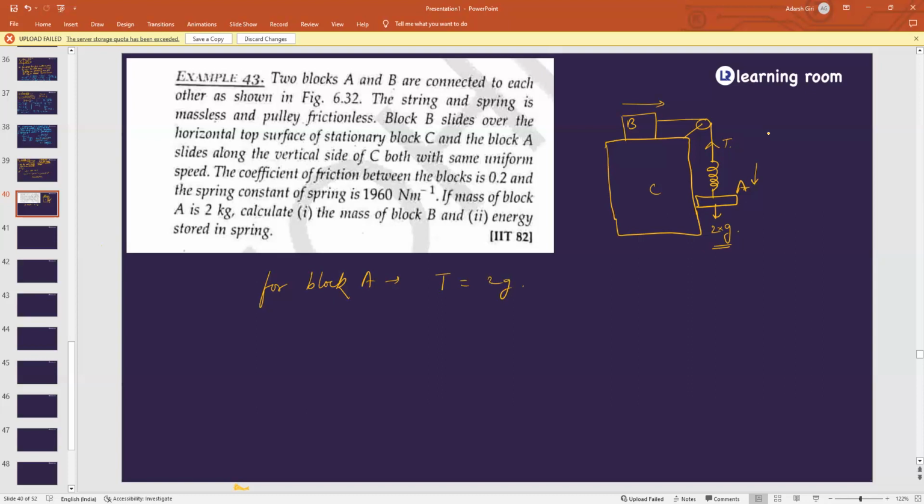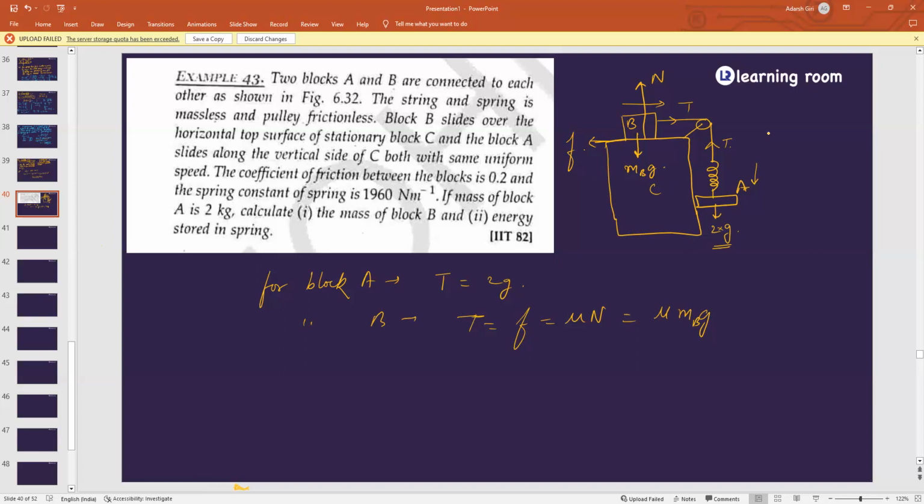And for block B, tension is equal to friction, which equals mu times N, because the movement has been stopped. So tension is equal to whatever friction is applied at the backside. Agree or not, everyone, yes or no? Yes, sir. So it will be mu times m of B times g, because the normal reaction will be equal to the weight of block B, m g, right?